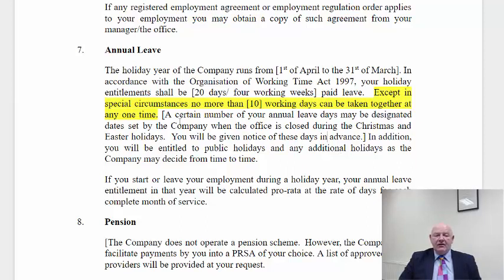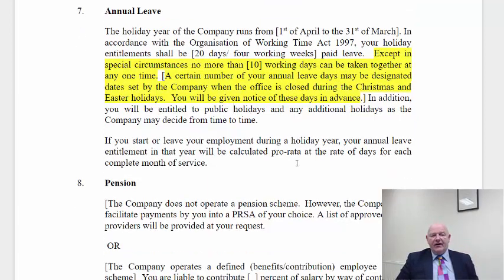Another thing that you may consider is a certain number of your annual leave days may be designated as dates that you must take as holidays when the office is closed during the Christmas and Easter holidays. You'll be given notice of these days in advance. So if you're the employer, you might want to consider this and see, are there any particular dates that you'll be closed, for example, Good Friday, holidays at Easter, or holidays at Christmas, or whatever. If you want them to be designated as holiday days, well, you need to specify it and set it out there.